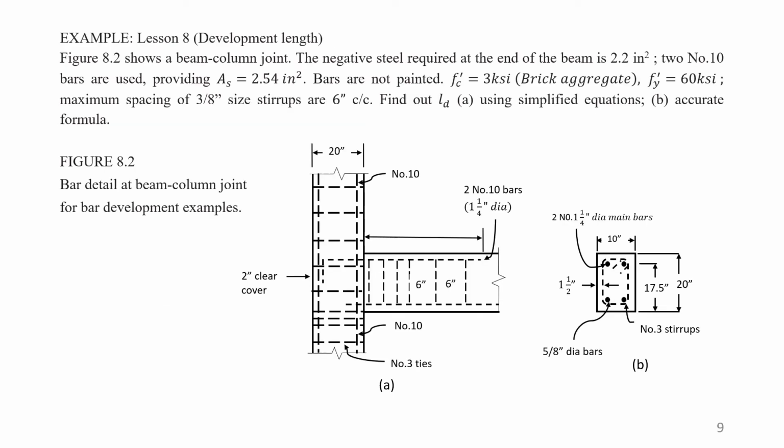My dear students, now we'll discuss one example of development length. Here in the figure, on the left hand side, we have shown a beam and column joint. The horizontal part is the beam and the vertical part is the column. The cross section of the beam is given on the right hand side. The total beam depth is 20 inch, and the beam width is 10 inch.